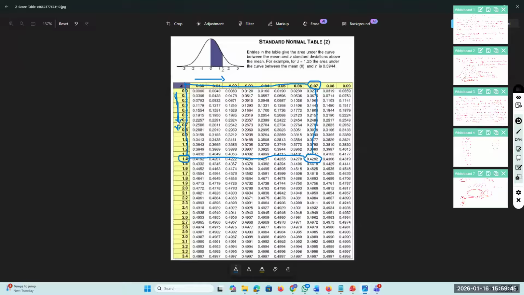So the number was 1.47. So we are tracing our 1.4 to this side. That's the first 1.4. Then the 7 will come up here and trace the 7 here. So realize that I drew a line to meet where the 0.07 was. Then when I descend down, the intersection of where the 1.4 and 0.07 meet is the answer I am looking for. I hope you're getting me.